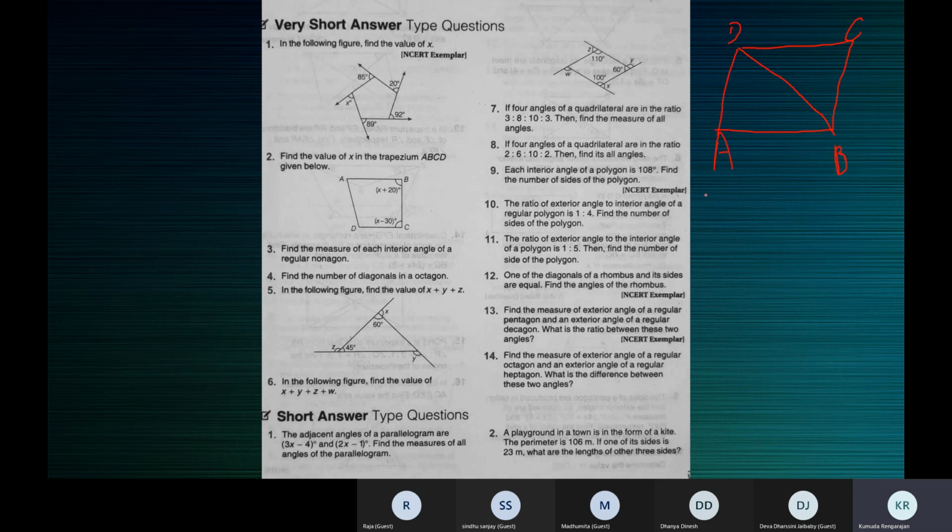So this implies, you can use a symbol, this implies angle A is equal to 60 degrees, angle ADB is equal to 60 degrees, and angle ABD is equal to 60 degrees. Because ABD is equilateral, angle A is equal to 60 degrees, angle ABD is equal to 60 degrees, angle ADB is equal to 60 degrees.